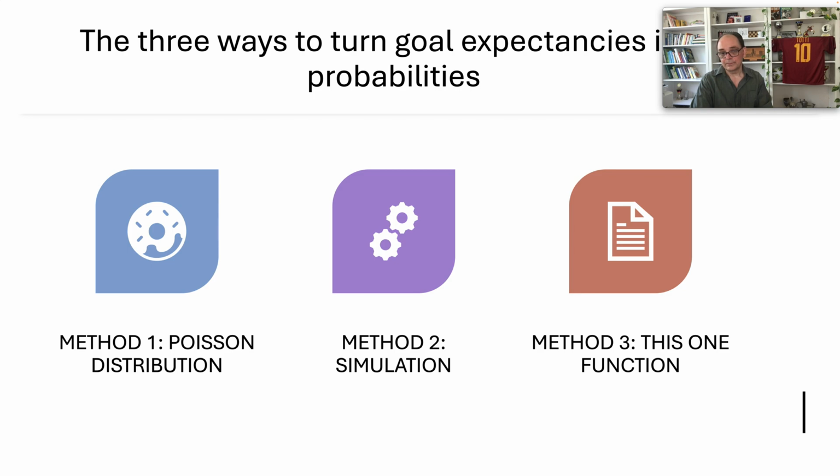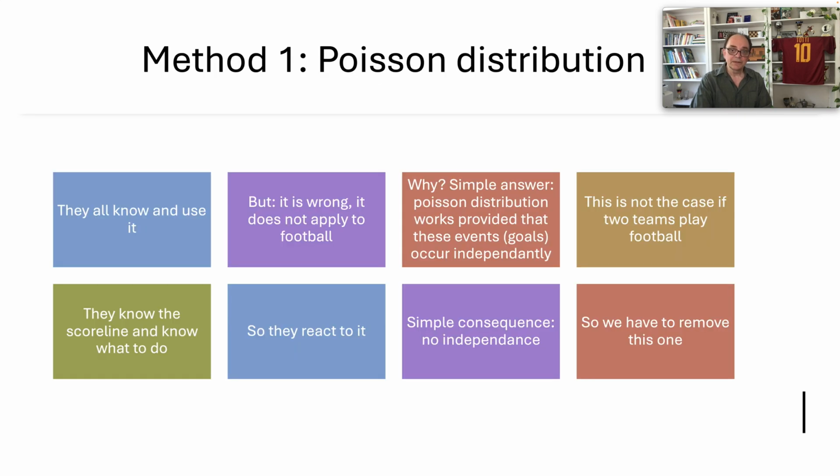And I'm even approaching one for the future. I have a 4th method, more or less. I'm not introducing this now, but there is an even more advanced method. Anyway, the first method, the Poisson distribution. They all know and use it, but it is wrong. It does not apply to football. Why? There's a simple answer.